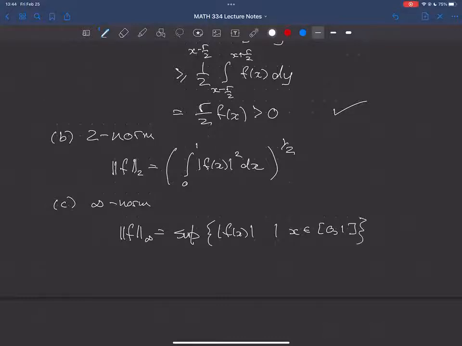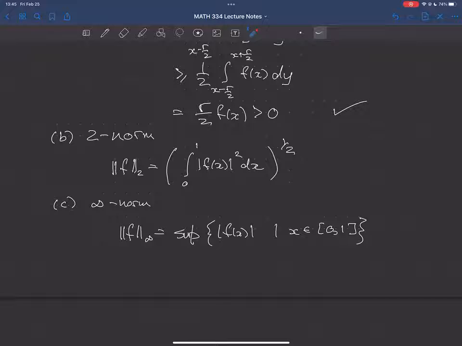Okay. So you take the sup of the value of the function over the interval 0, 1. Now this thing should be finite in order for this to define a norm, and it's finite for just the reasons that the 1 and the 2 norm are finite, namely that f is a continuous function, so continuity is important here, a continuous function defined on a compact interval. So it will be bounded. So we know that the sup is going to be finite.